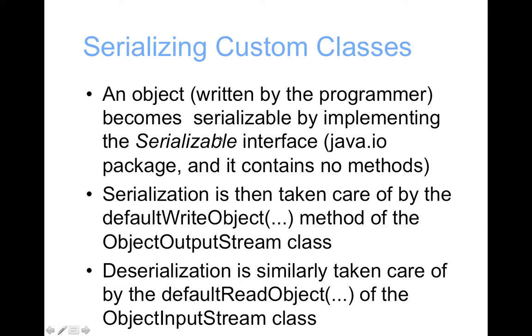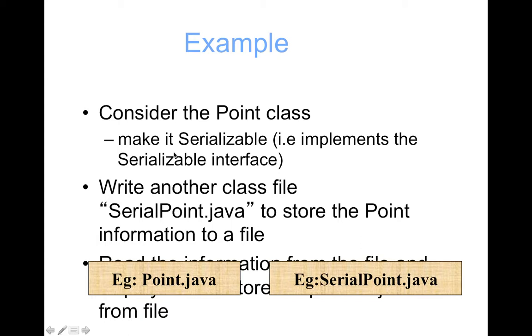fine. An object, like if I am writing an employee object, becomes serializable by implementing a Serializable interface. Okay, and serialization is then taken care of by the default writeObject method of the ObjectOutputStream class. And deserialization is similarly taken care of by the default readObject of the class. So JVM internally implements those for us. Okay.